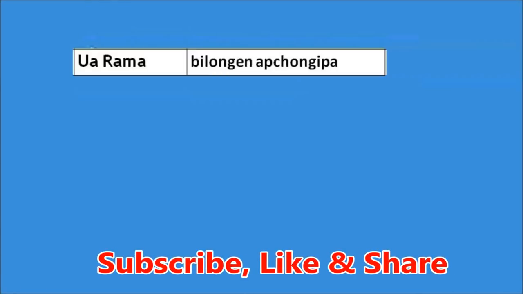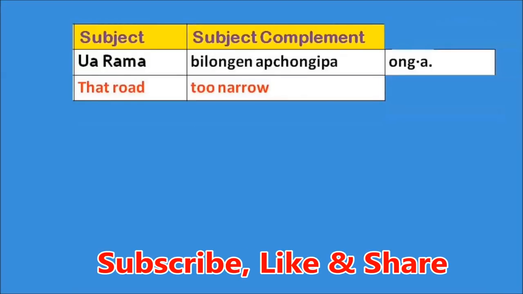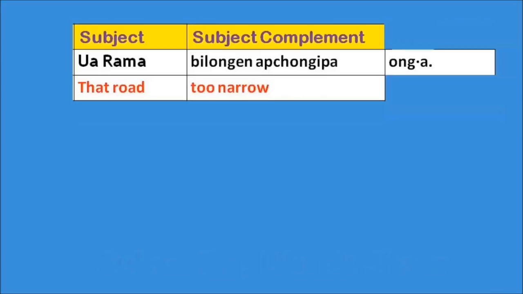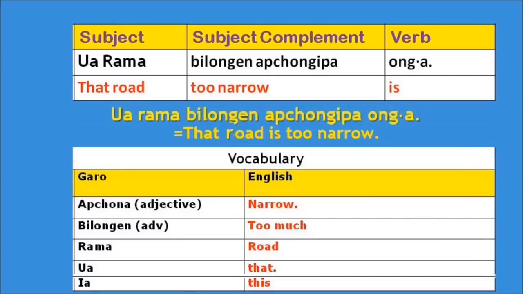Ua Rama belongin chongpa ongak. Here the adverb belongin, which means too much, and chongpa, which means narrow, comes within the subject complement. Ua Rama belongin chongpa ongak. That road is too narrow. Chongpa, narrow. Belongin, too much. Rama, road. Ua, that. Ia, this.